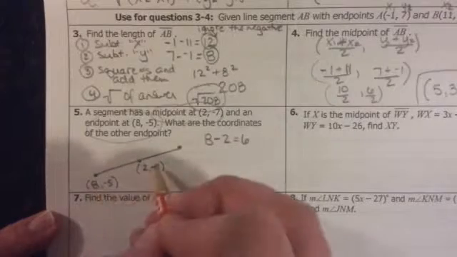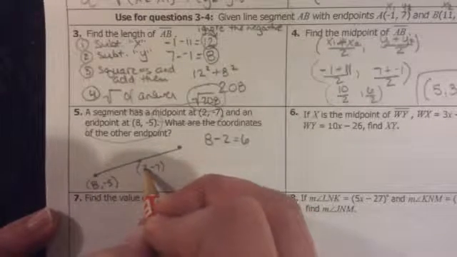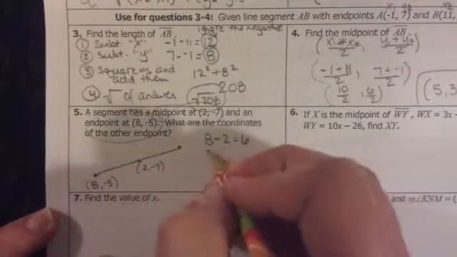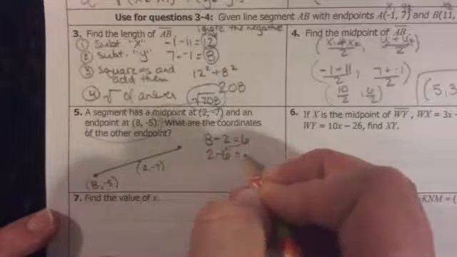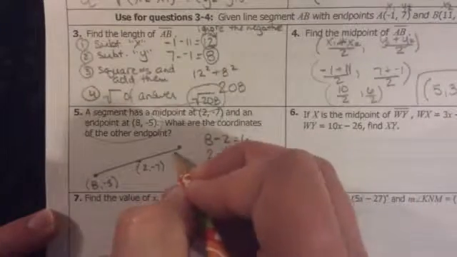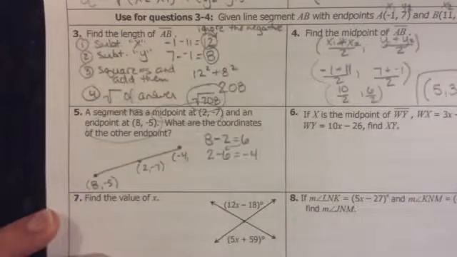Now, if I'm going from 8 to 2, that means I'm going down 2. I'm going backward 2 on the number line. So I have to then take away my 6, and that's going to be negative 4. So my x value here is going to be negative 4.